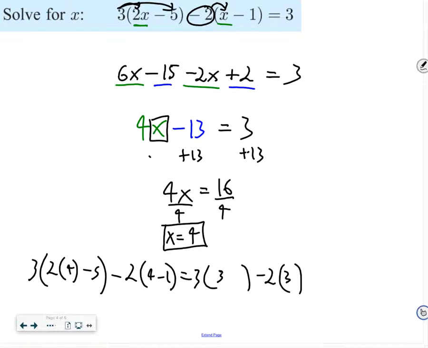Okay, and then I have 3 times 3 is 9. And negative 2 times 3 is negative 6. And 9 minus 6 is 3. I have now verified my solution.